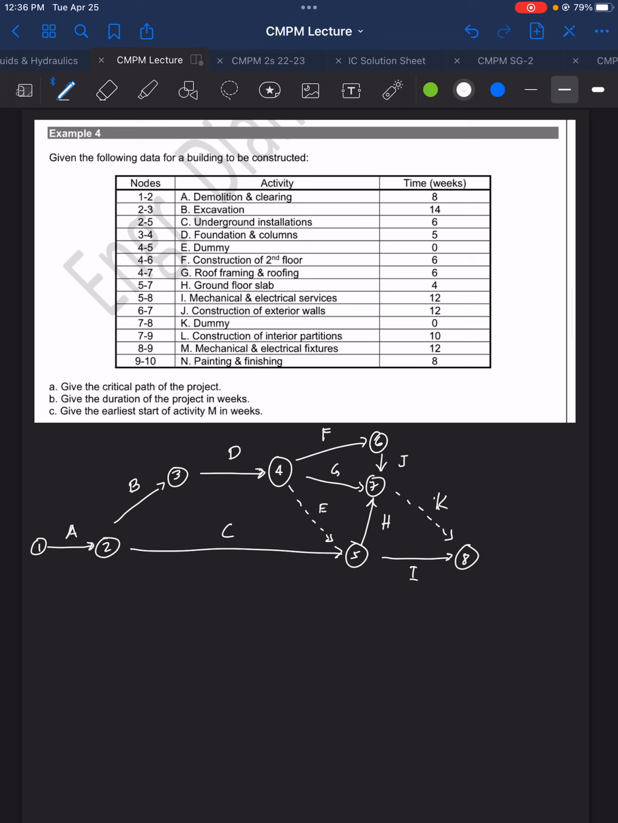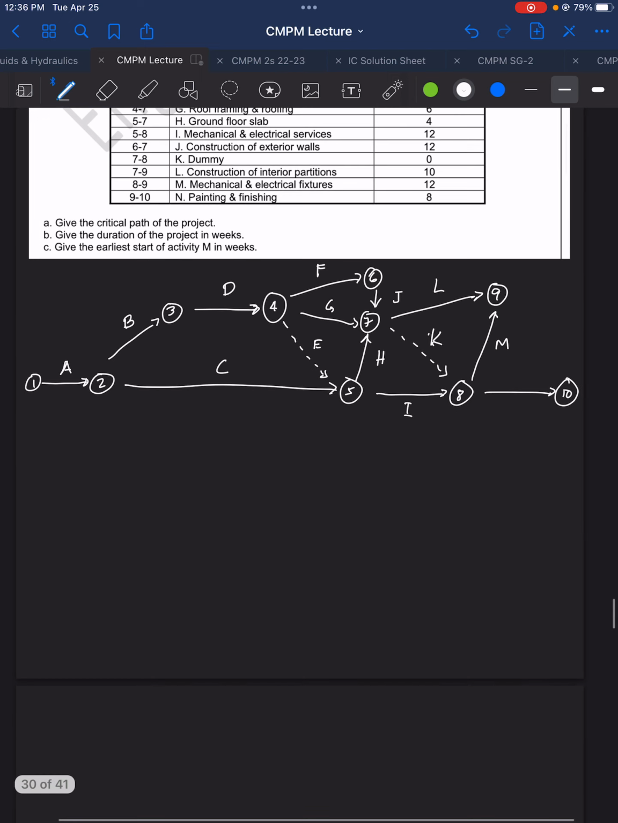Okay, 7 to 9 is L, 8 to 9 is M, and then 9 to 10 here. So it does not necessarily mean that you have a perfect and beautiful diagram. All you need to do is something that is readable enough. Okay, let's put this in a proper drawing. Let's arrange this one in a proper way.